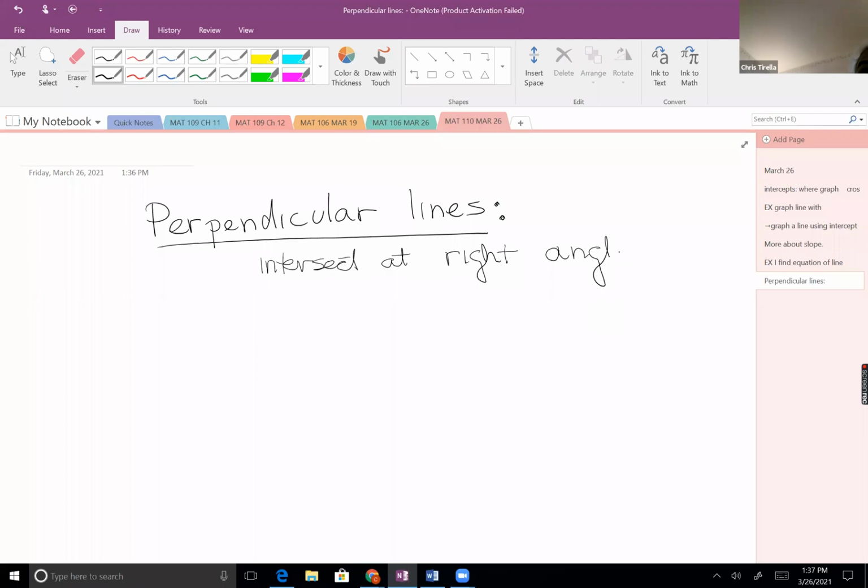They make right angles. The symbol for perpendicular kind of looks like that upside down T because you've got those right angles there. And when we look at perpendicular lines in coordinate geometry, we have to break it down into two cases.